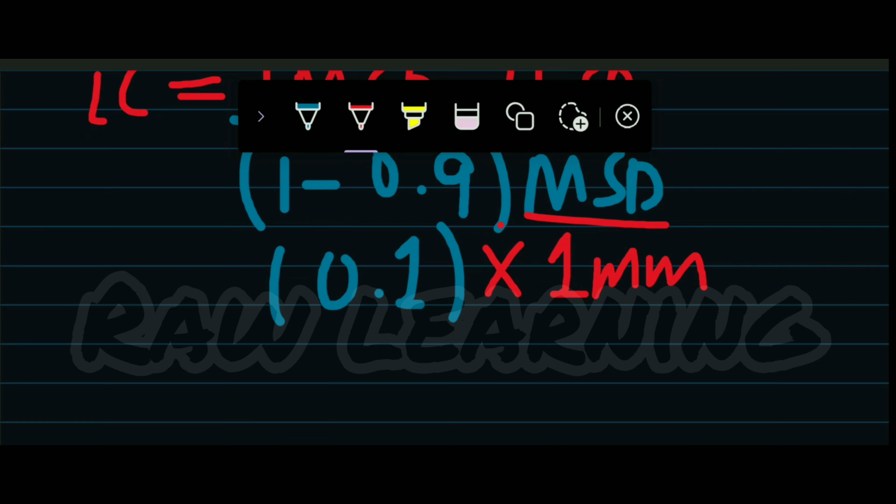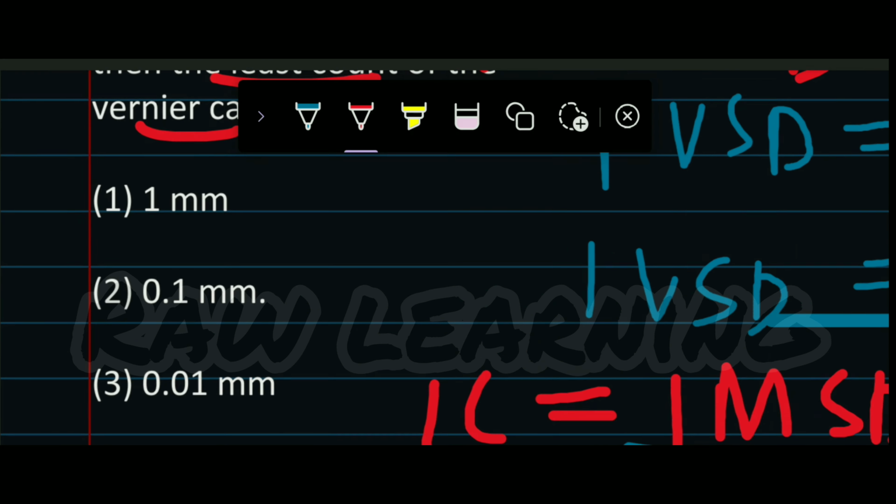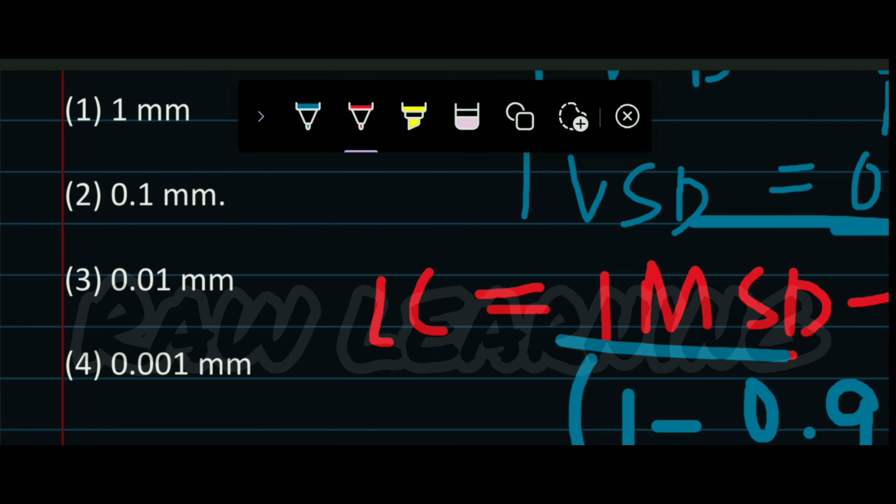So how much does this value come out to be? 0.1 mm. This is the least count of the particular vernier caliper that is given. So the answer is 0.1 mm. This is the correct answer.